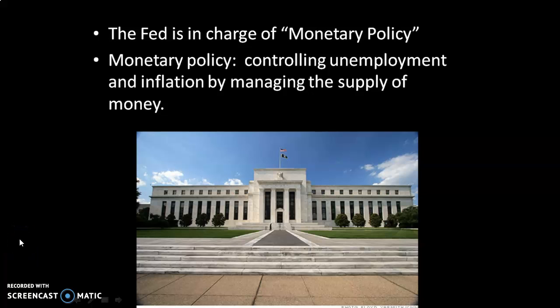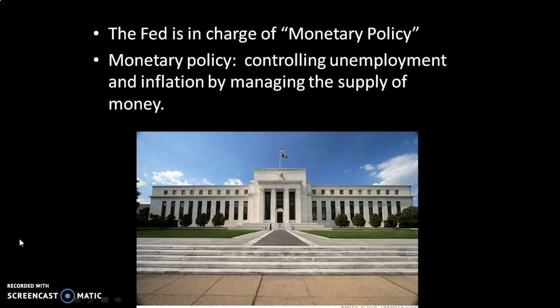Hello, economics students. I believe in our last lesson we finished with this slide that has this picture here, which is actually of the Federal Reserve headquarters in Washington, D.C. And as you may recall, it is the Fed which is in charge of monetary policy. Monetary policy, again, is controlling unemployment and inflation by managing the supply of money. In other words, you could say monetary policy is how the Fed manages economic growth through managing the money supply.